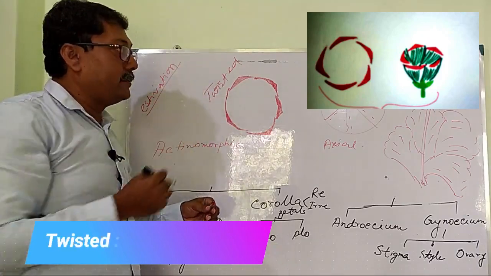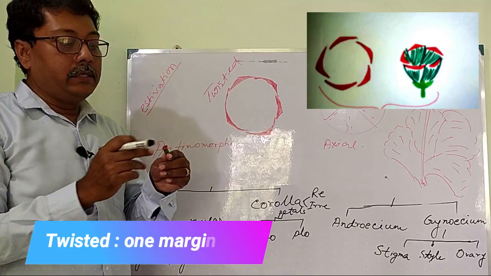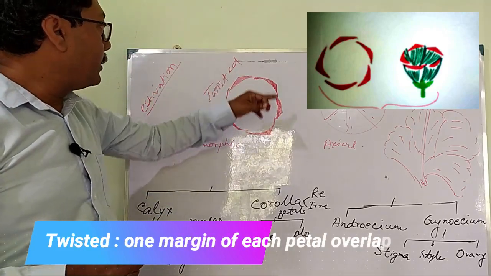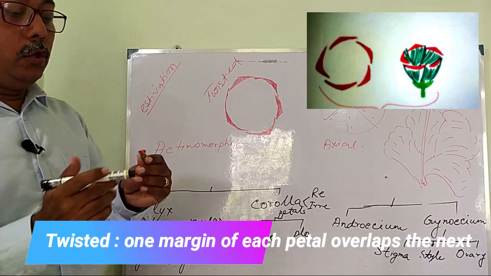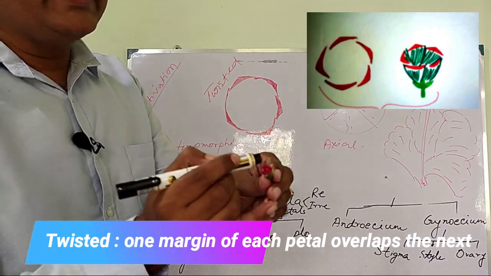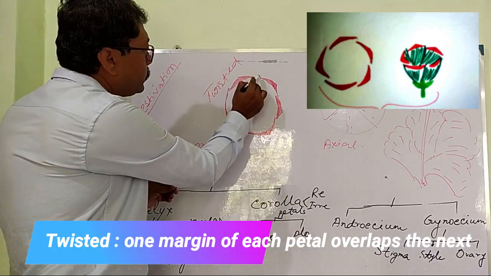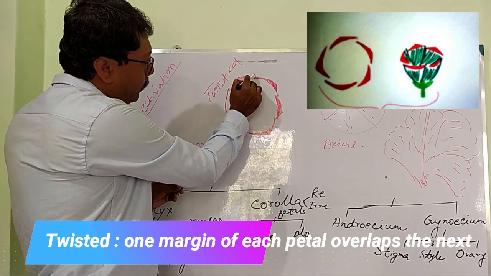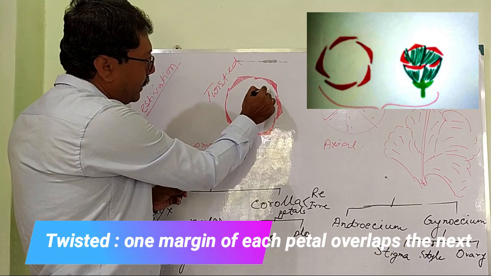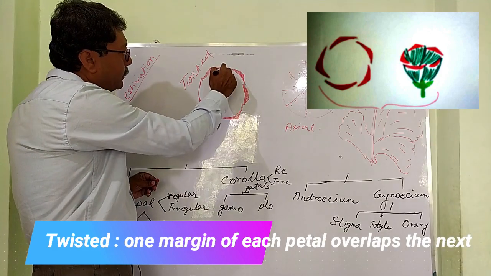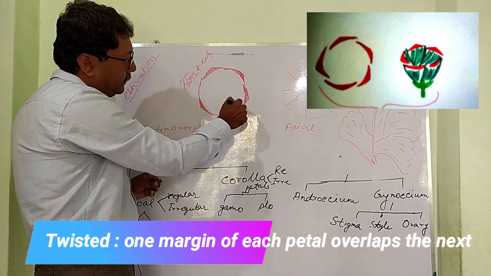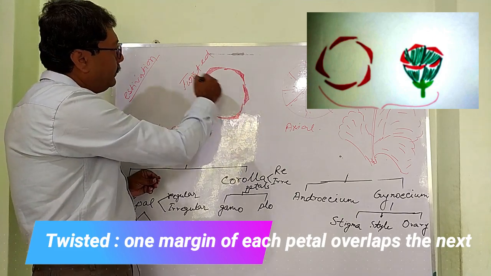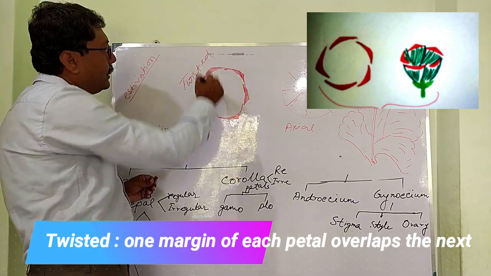This is called the aestivation. It is the arrangement of the petals in this form. The formation is called twisted. Look, this one and this one up, and this one inside. One part is outward and one part is inward. In a clockwise direction, you can say the outer part is outside. Here, isn't it? This type of aestivation is called twisted.